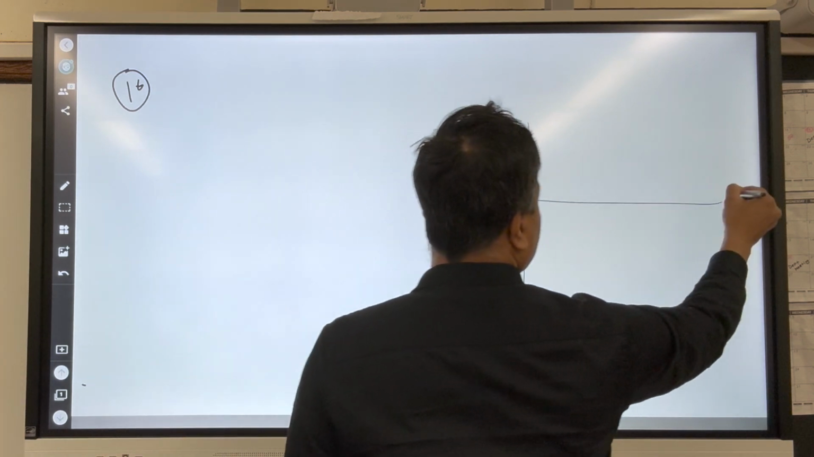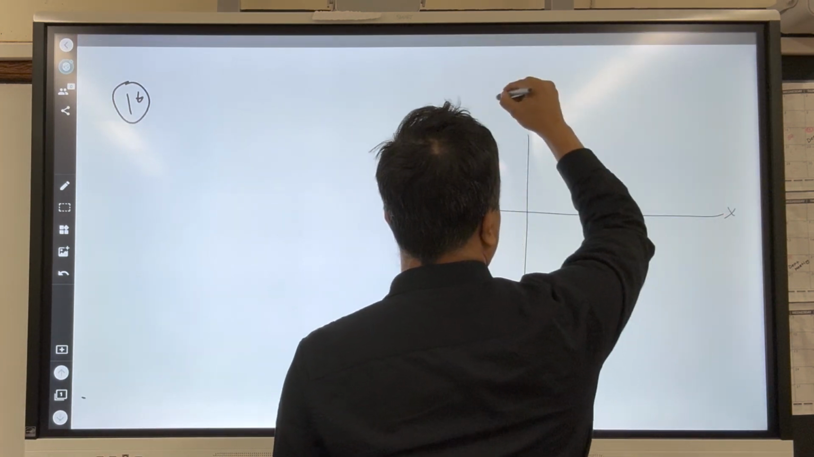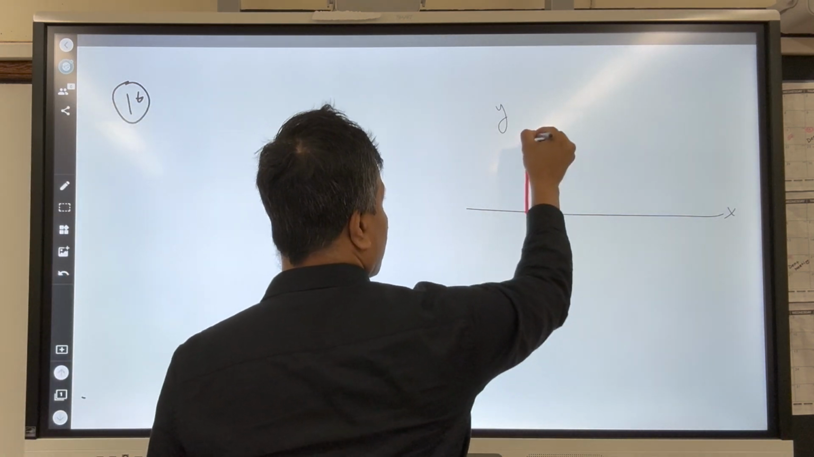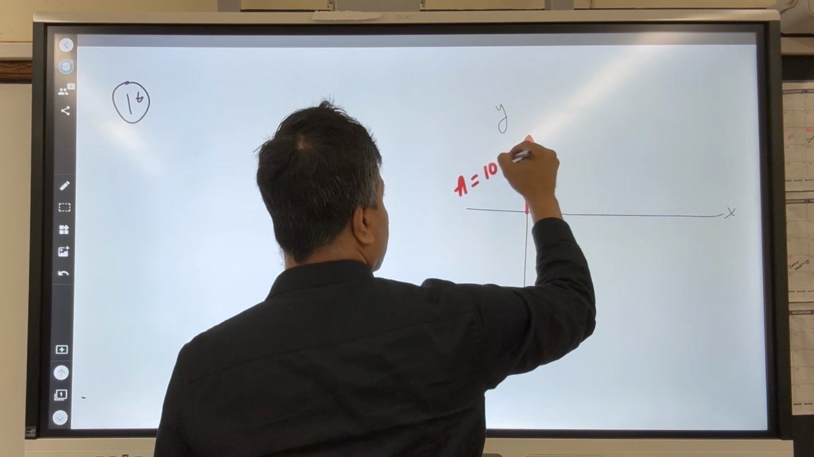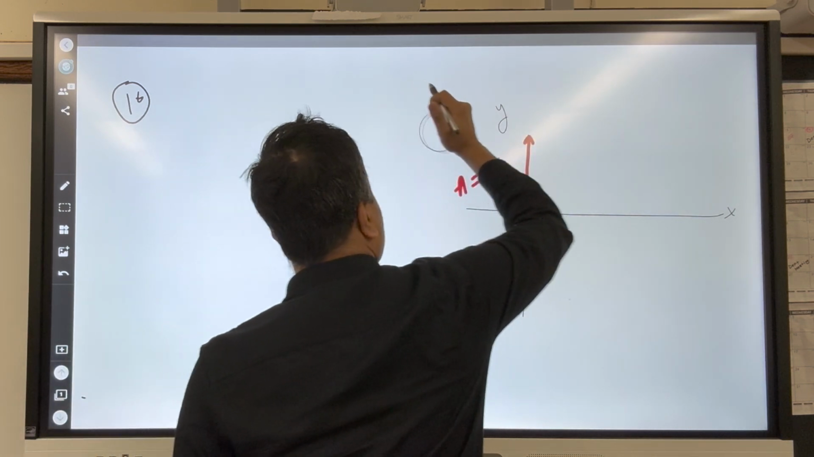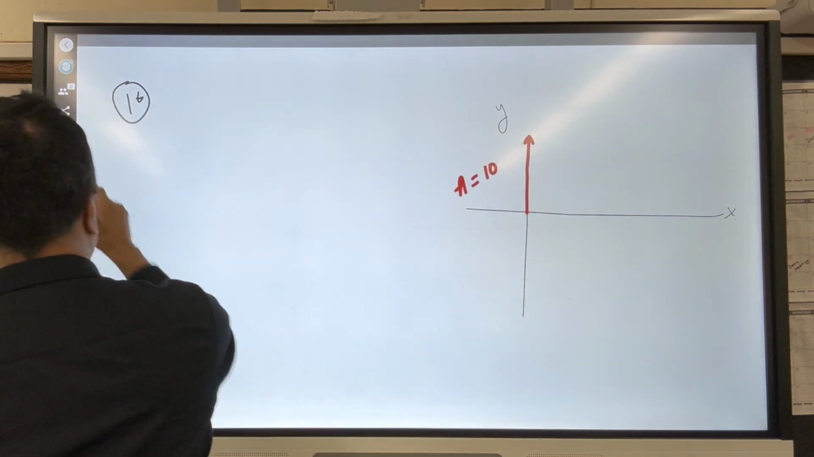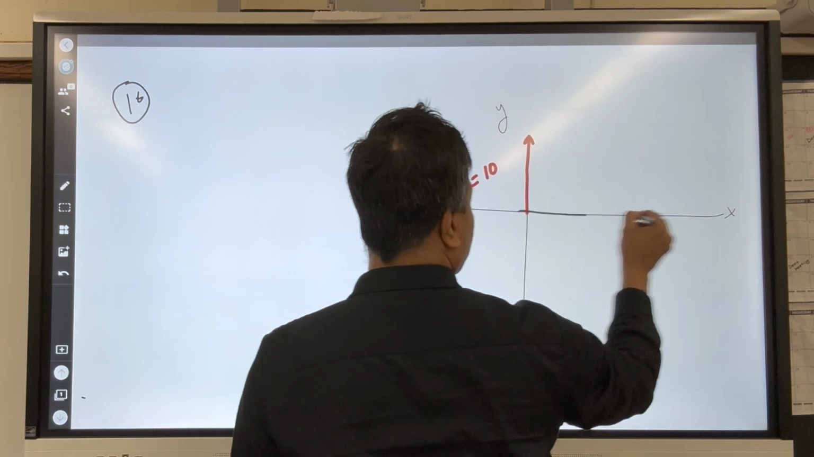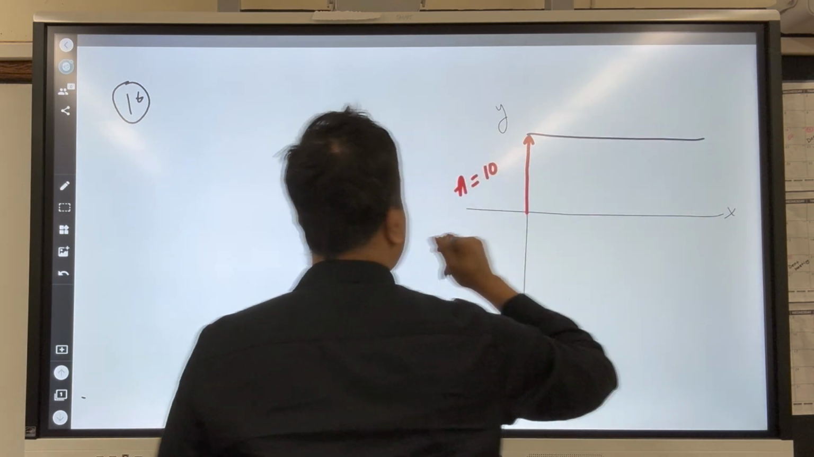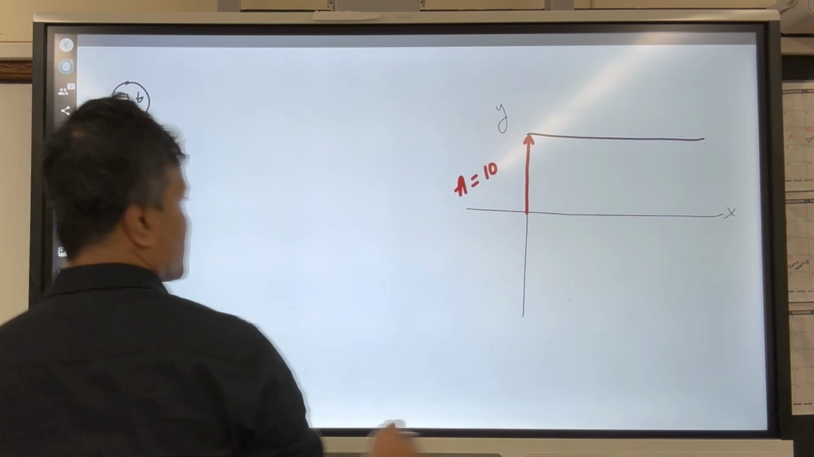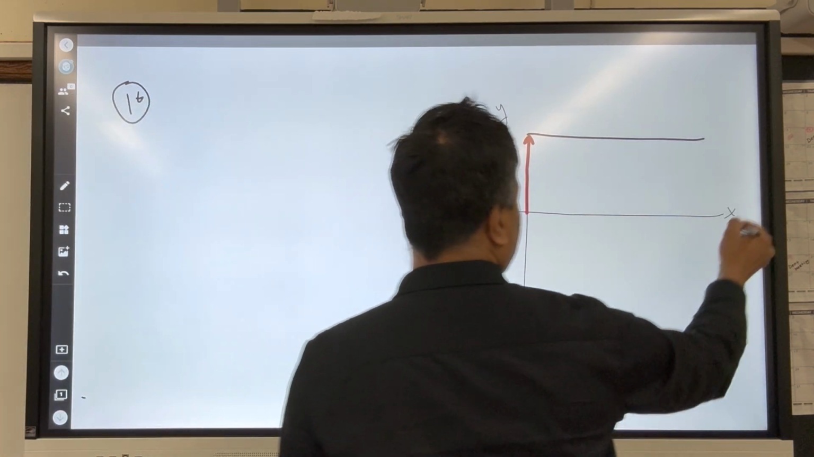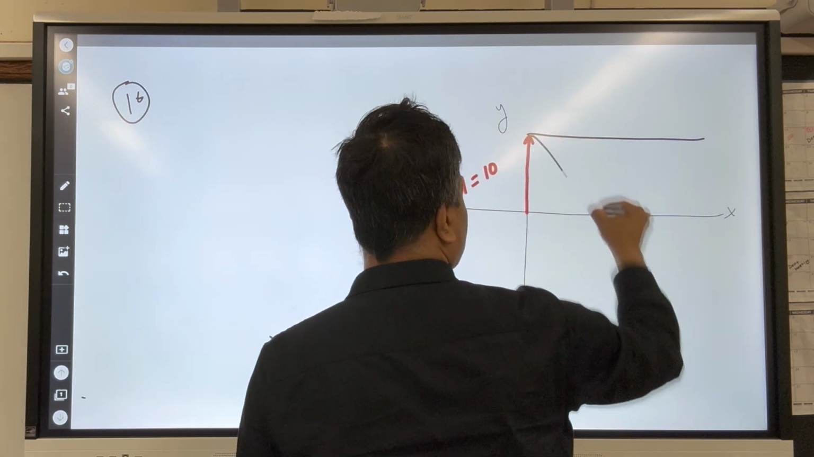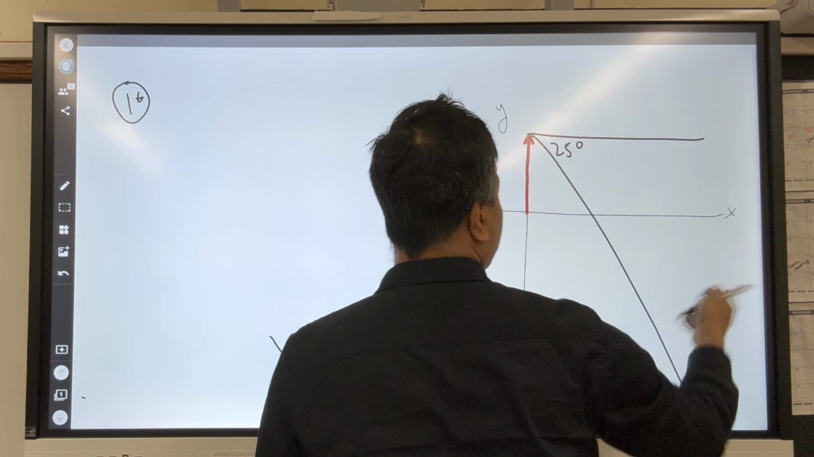X, and I have the y-axis and x-axis. So you are moving 10 meter, right? 10 meter. You are moving 10 meter, and then you put another x-axis over here so that you can draw a 25 degree angle. 25 degree what? 25 degree southeast. So this is 25 degree. This is not 25 degree. This is 25 degree, 25 degree southeast.